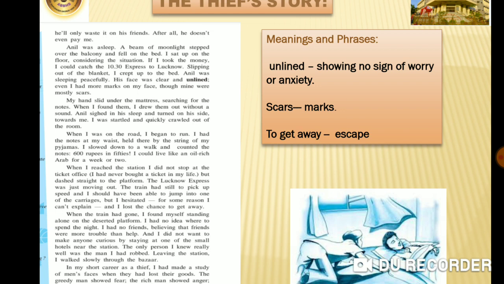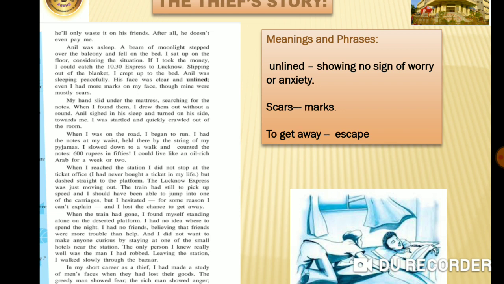In my short career as a thief, I had made a study of men's faces when they had lost their goods. Now he says, I robbed so many people, and I have studied many faces, their reactions after things are robbed. The greedy man showed fear. The rich man showed anger. The poor man showed acceptance. Theek hai, chalo, all right.